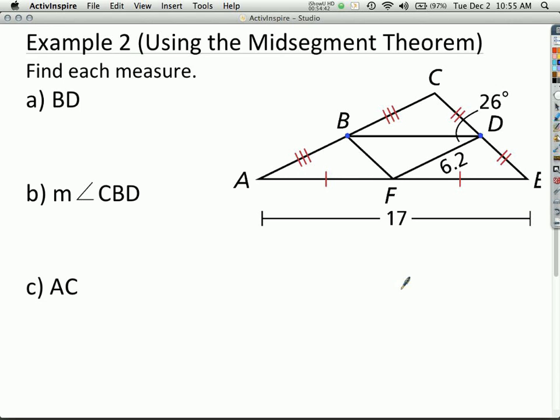Very good. The mid-segment theorem says that this mid-segment, and we know it's a mid-segment because of these markings here, that's telling us it's a mid-segment. That's going to be half of this distance. So all we need to do is 17 divided by 2. And so, Kayla, you got 8.5. We don't know the units of measurement, so you could say 8.5, or you could say 8.5 units. Doesn't really matter. Any questions about that?